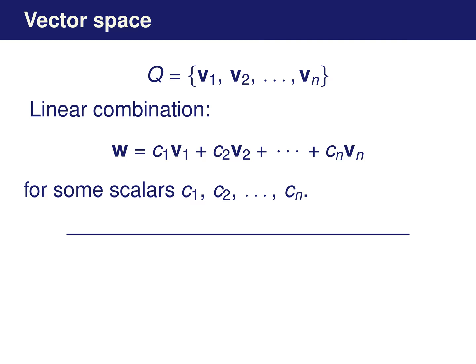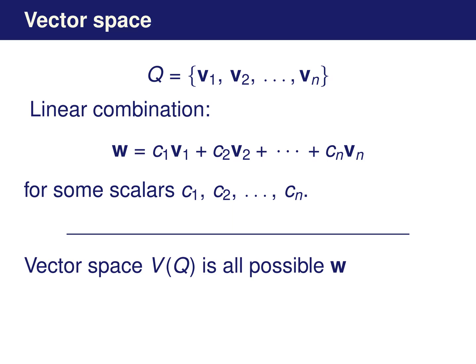We say that W is a linear combination of the elements of Q if W is the sum of scalar multiples of the vectors in Q. Of course, by setting all the scalars to 0 we get the zero vector. A vector space V of Q is the set of all possible linear combinations of vectors in the set Q. We say that V is the span of Q, a noun, and that Q spans V, a verb. It should be clear that the zero vector is in every vector space.